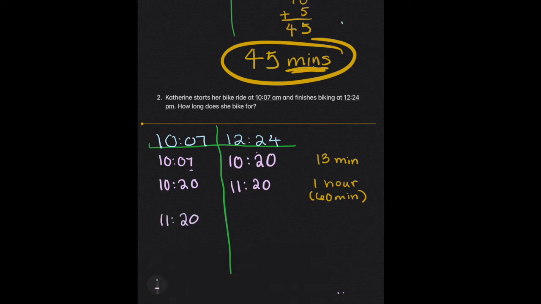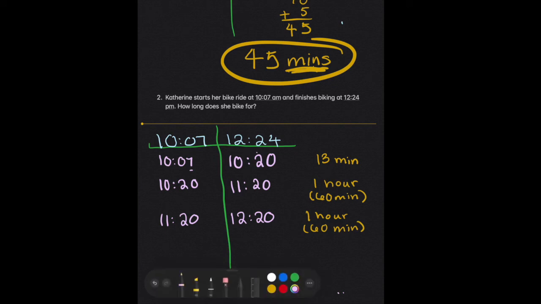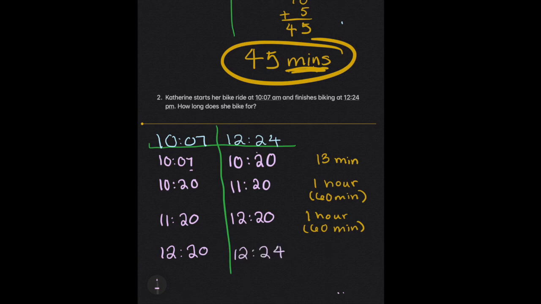Now you can count it by minutes from 11:20 if you want, but guess what? We could just add another hour to get us up to 12:20, because that's much easier than counting by minutes. And then we add another hour, which is also 60 minutes. Okay, so now all we have to do is make it from 12:20 to 12:24, which we know we can easily do is count up from 20 to 24, which is 4 minutes.